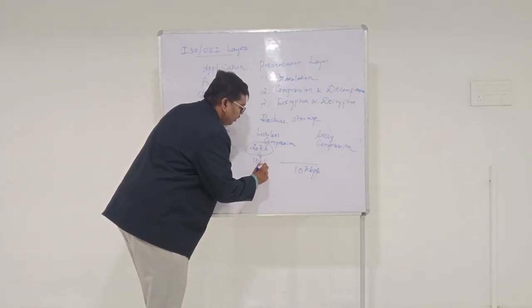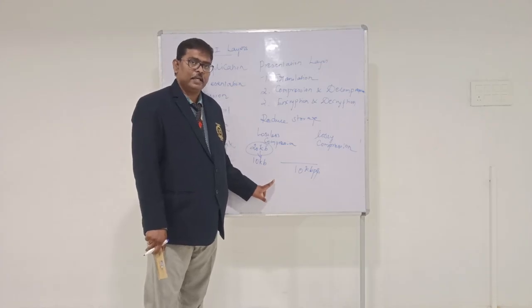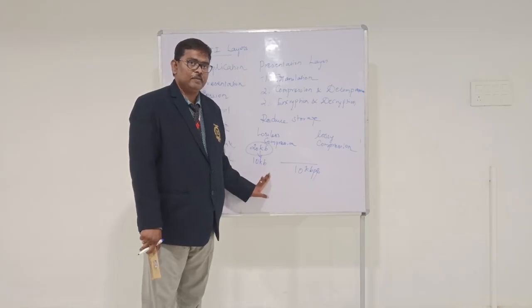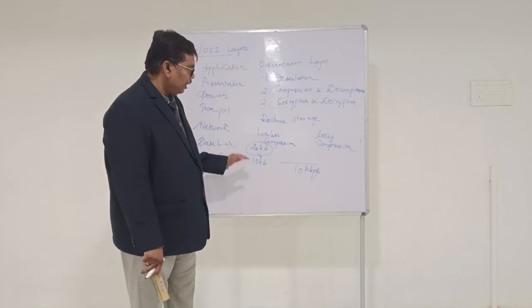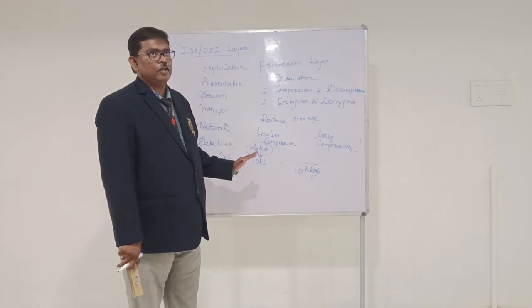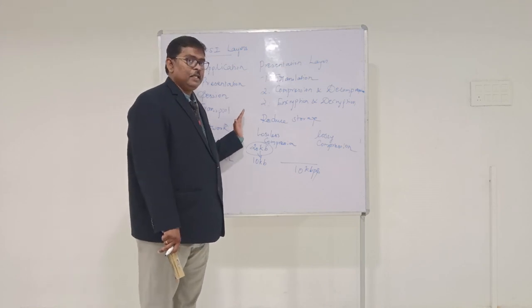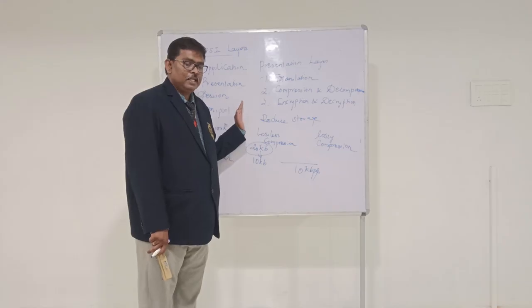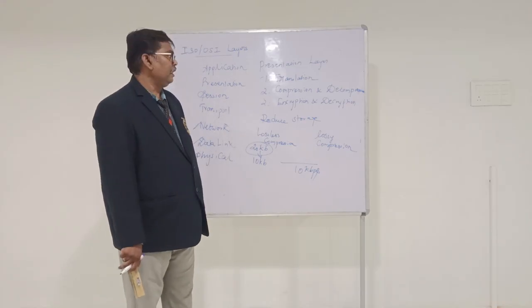Then the transfer speed will increase, because I can transfer those 10 kilobits per second through the channel in a single go, in the same time, to the destination. So automatically the transfer speed increases, and the network performance will also increase.